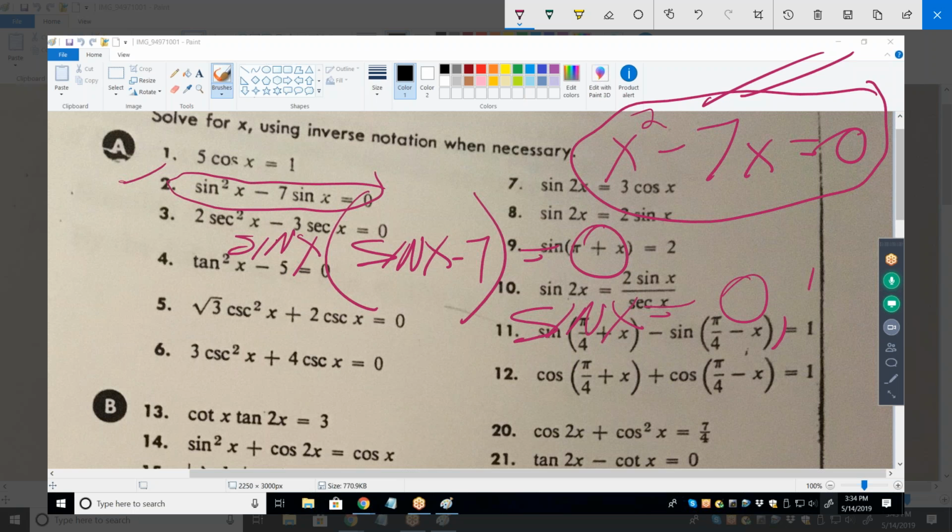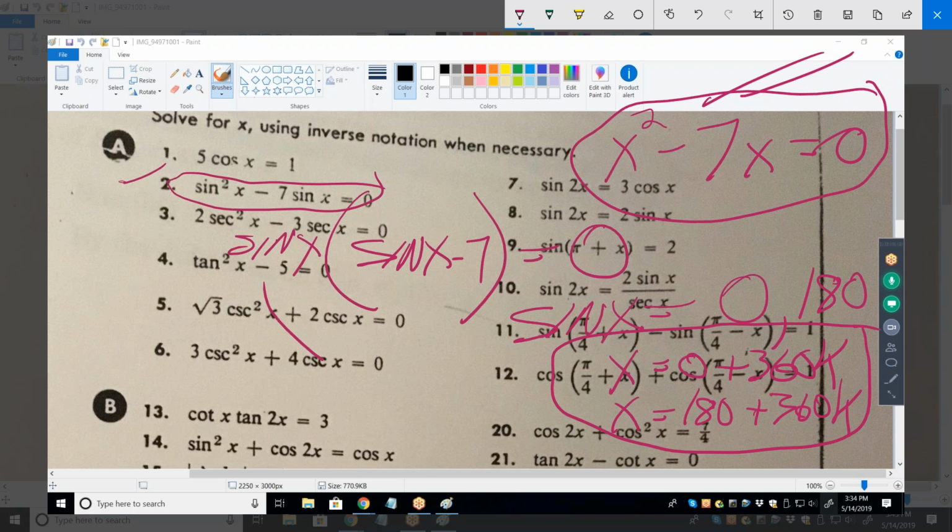Which means the answer is x equals 0 plus 360k, or x equals 180 plus 360k. So those are the two answers you get from this part.